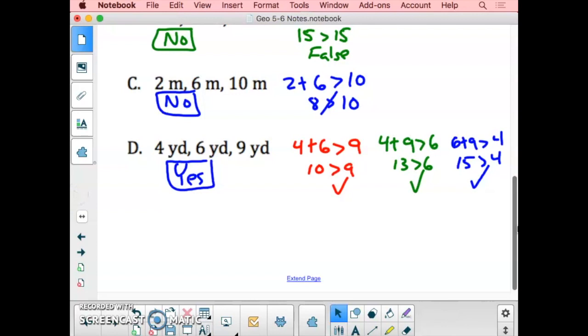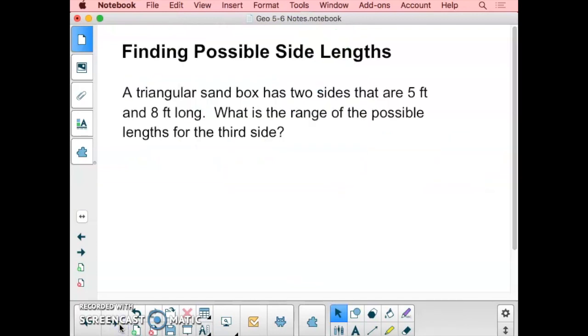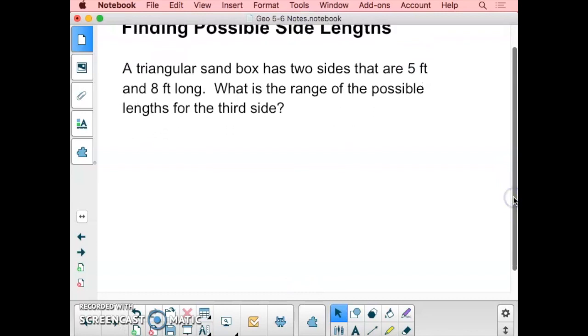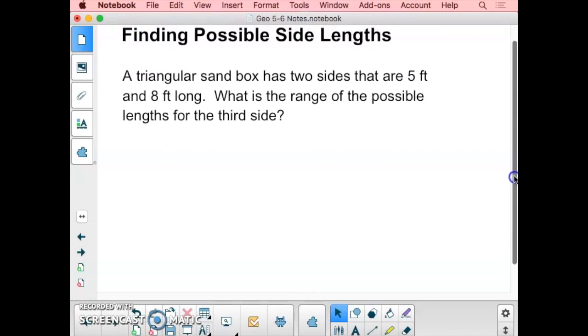They might ask you just to do it that way, or they might ask you for a range of values, and that's what we'll look at doing here. All right, last example for today. Looking at a sandbox. So a triangular sandbox has two sides that are 5 and 8 feet long. This is a weird question because you don't know what the answer is definitely going to be, but you can get a range of possible lengths for that third side.